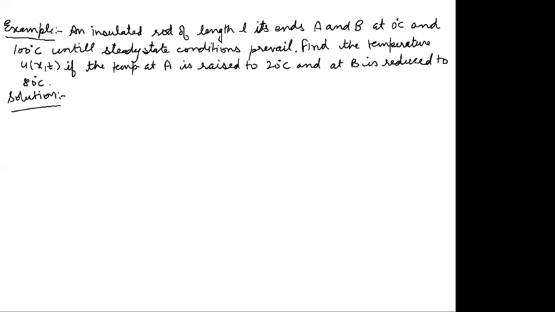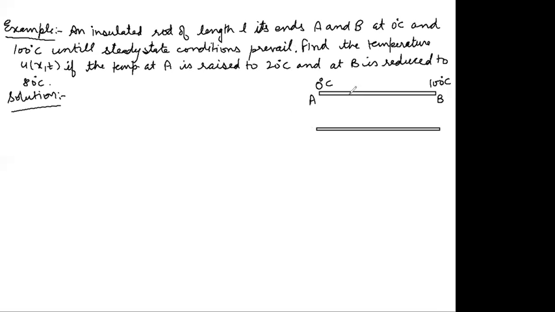Now, there is one rod AB. It is the same rod, consider the thickness and length the same. This is rod AB. Initially it was at 0 degrees Celsius temperature at end A, and B was at 100 degrees Celsius. So this was the steady state condition of the rod.